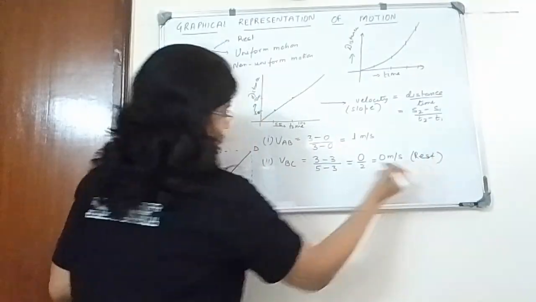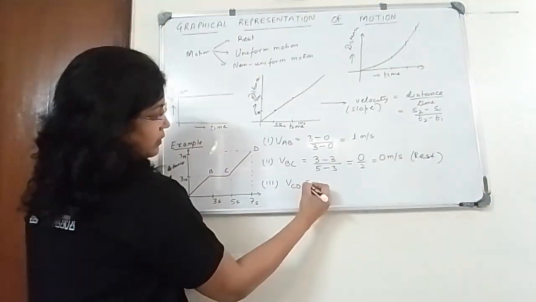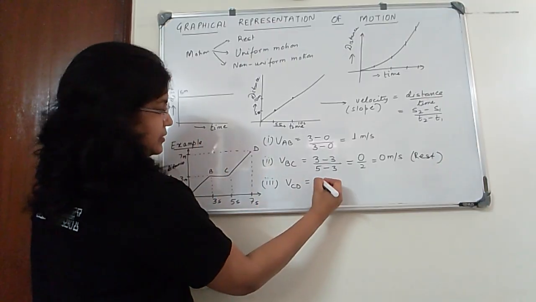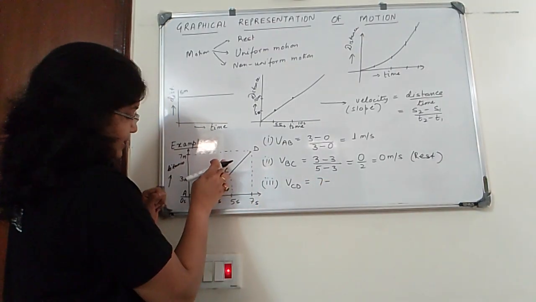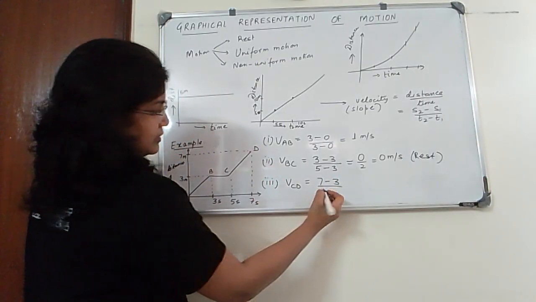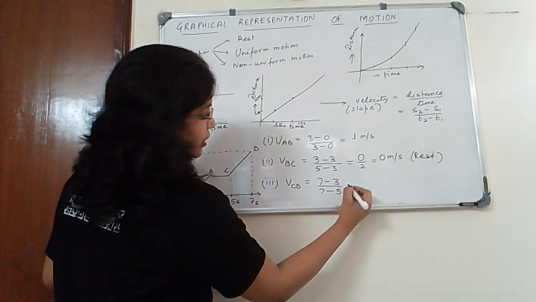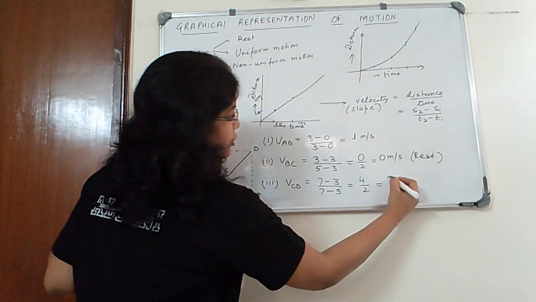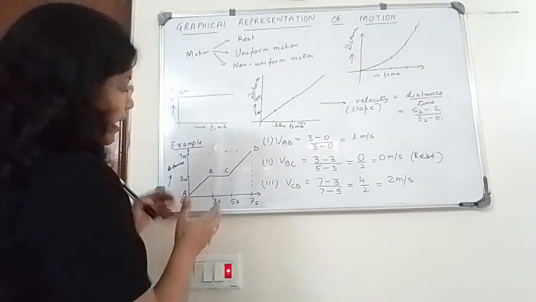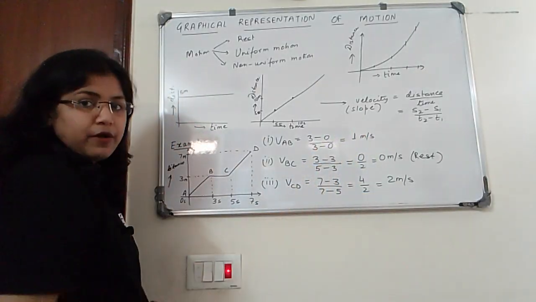Now for the third case, velocity from C to D. What is the distance at D point? It is 7. What is the distance at C point? It is 3. Time at D point is 7, and time at C point is 5. So it is 4 upon 2, which is 2 meter per second. Okay. So one more thing. Higher the slope, higher will be the velocity. We call it slope.